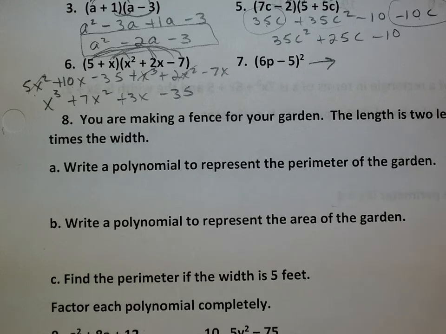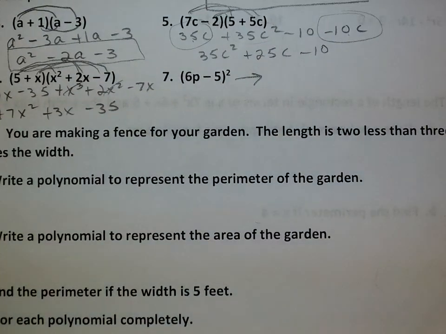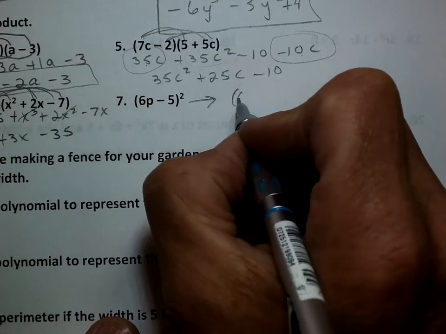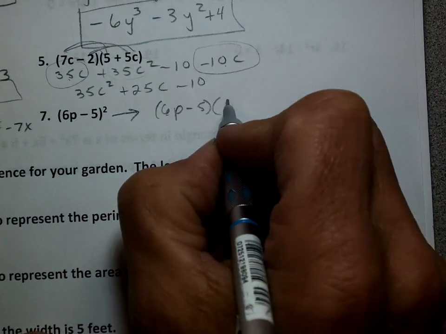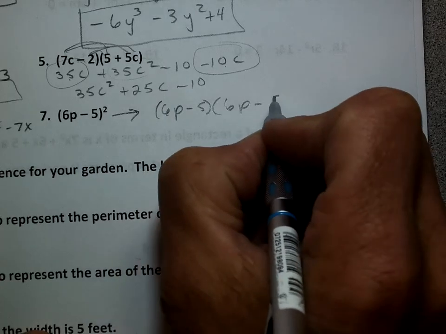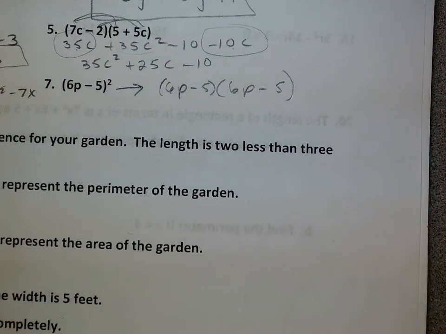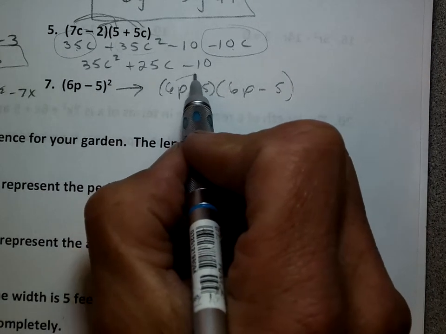So you have to write it twice. Anything squared is something times itself, right? So I'm going to rewrite a 6p minus 5 times another 6p minus 5, okay? And you will miss this one if you don't write it twice and FOIL it, because there is a middle term, okay? So, you ready?